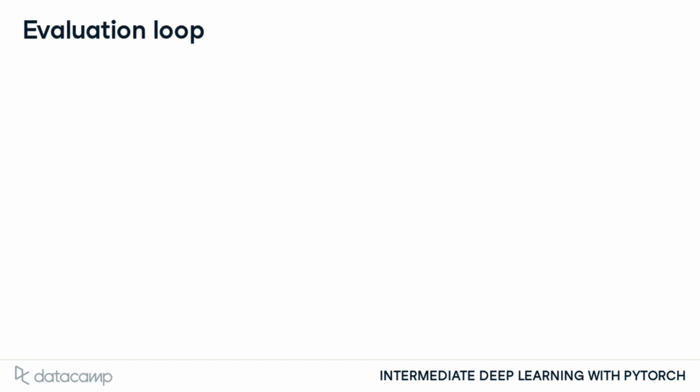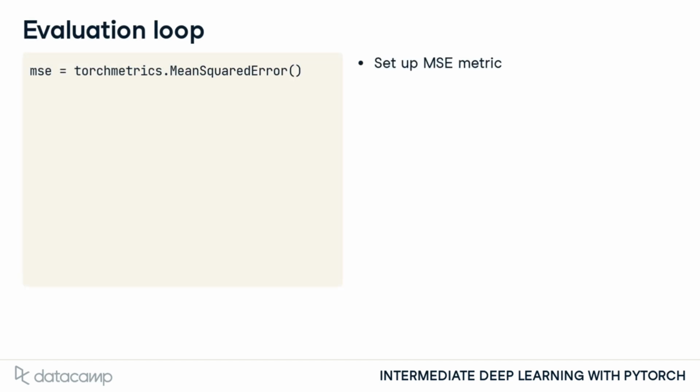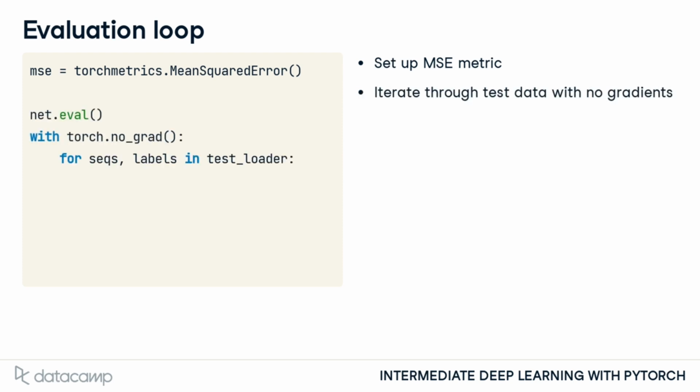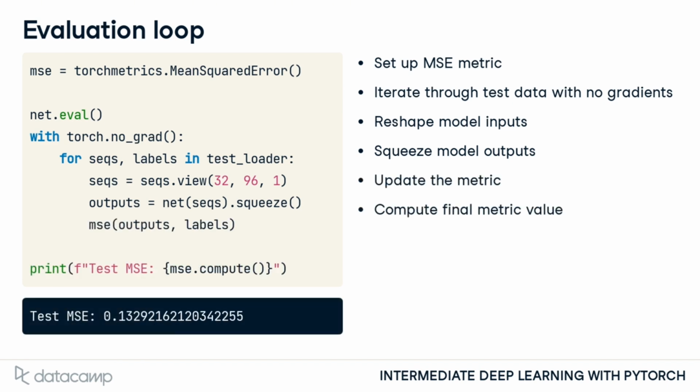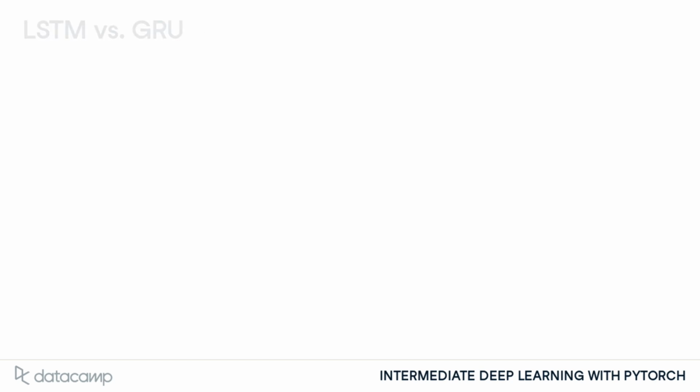Let's look at the evaluation loop. We start by setting up the mean-squared error metric from torchmetrics. Then we iterate through the test data batches without computing the gradients. Next, we reshape the model inputs just like during training, pass them to the model and squeeze the outputs. Finally, we update the metric. After the loop, we can print the final metric value by calling compute on it, just like we did before.